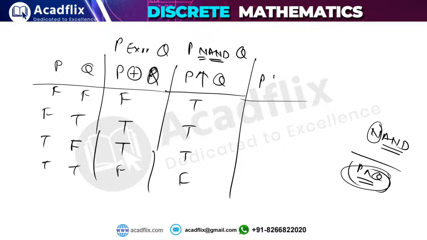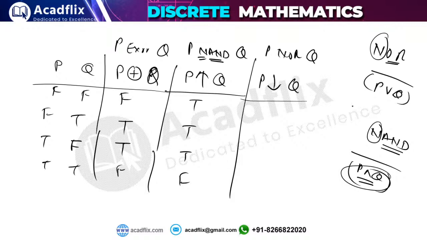Next is P NOR Q, and this is the symbol that we will use. What is P NOR Q? It is not or. It means first you do the or, then you do the not. So what will be the truth table? It will be true, false, false, false, because you just negate the truth table for or. So this is the behavior of XOR, this is the behavior of NAND, and this is the behavior of NOR.